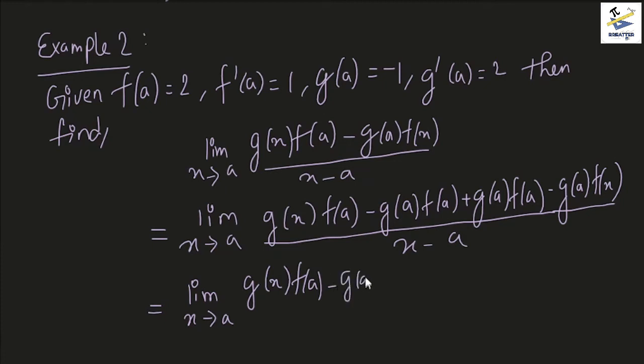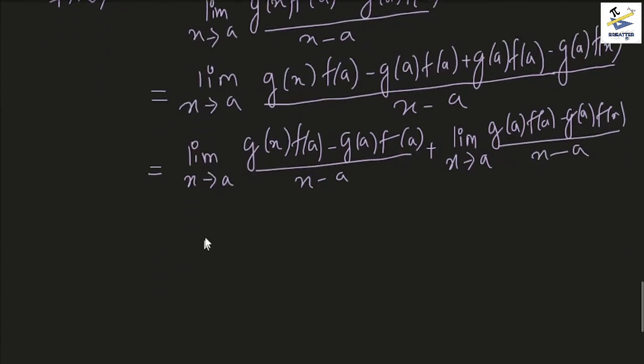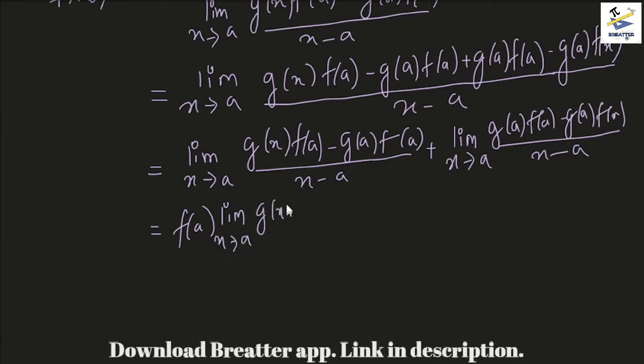So this becomes the limit of (g(x) f(a) minus g(a) f(a)) divided by x minus a, plus another limit as x tends to a of (g(a) f(a) minus g(a) f(x)) divided by x minus a, right? Now what we can do is take the constant common, which is f(a), from the numerator, and we can write this as f(a) into the limit as x tends to a of (g(x) minus g(a)) by (x minus a).